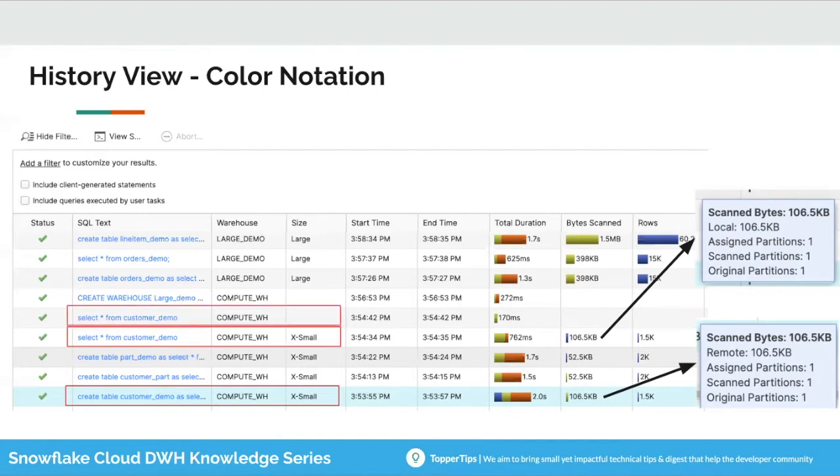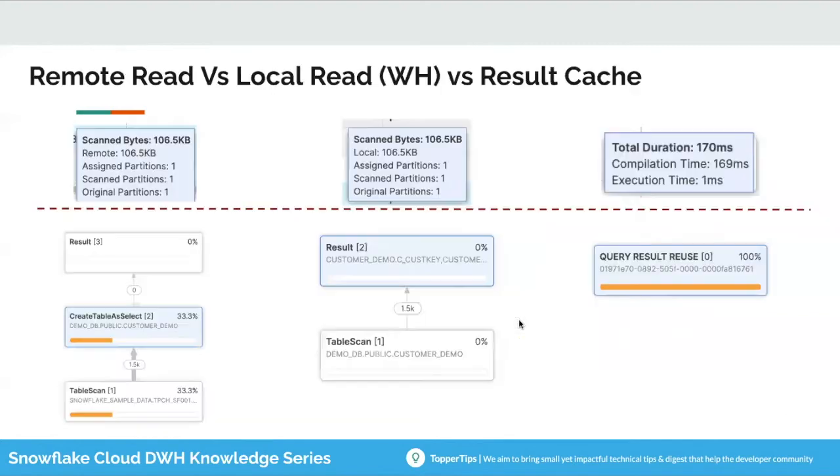Now, right after that, I fire the same query. Since this query had already been executed by a user in the last 24 hours, it did not even go and scan the bytes, and that data is coming from the result cache. So you can see the duration is 762 milliseconds, and here it is 170 milliseconds, such a big difference. Now, how do you know what is a remote read versus a local read or warehouse or result cache?